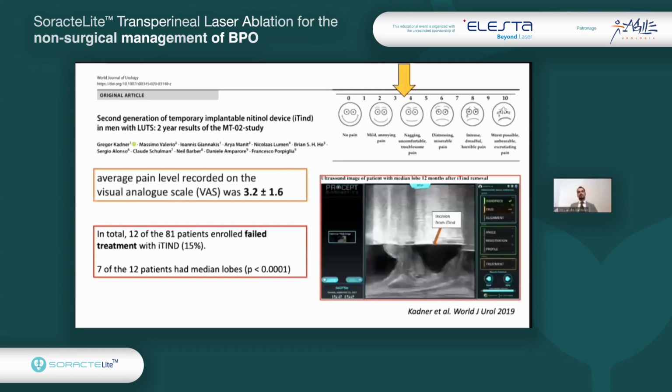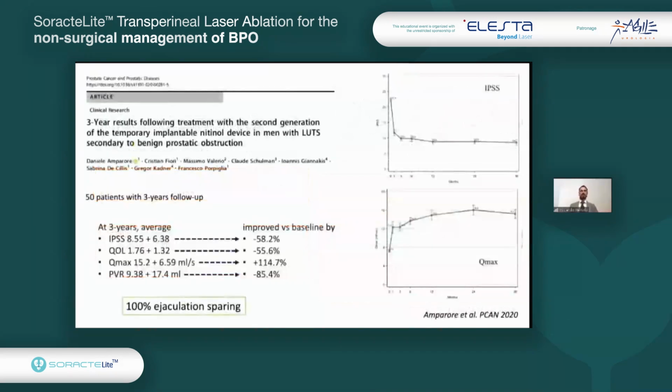In total, this author reported 12 out of 81 patients who reported a failure in the treatment, and half of the patients who failed had a median lobe. So median lobe is not a good indication for this kind of device.